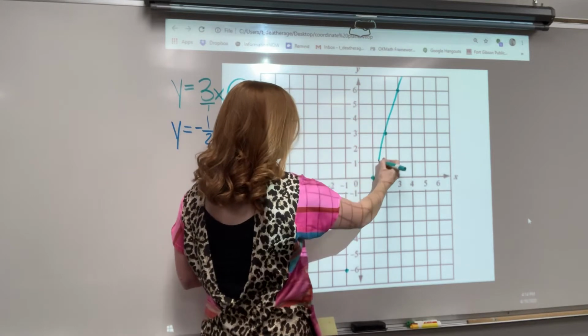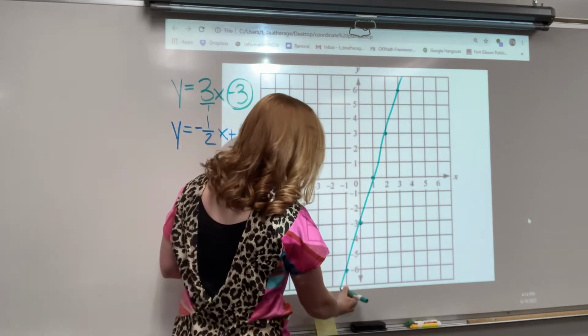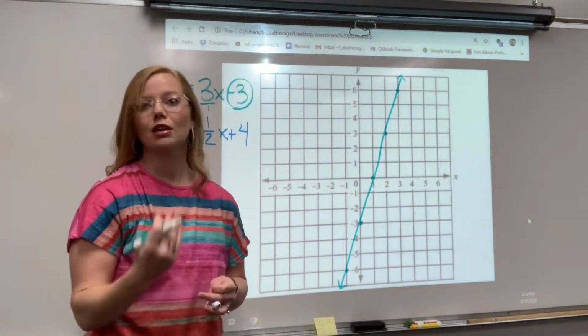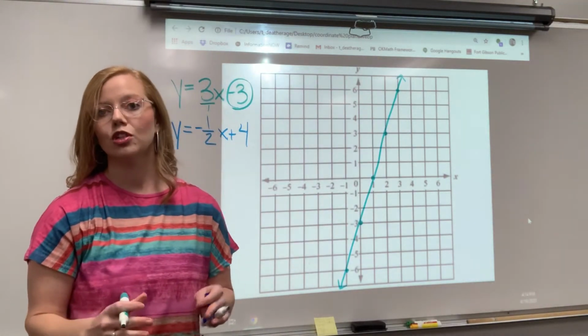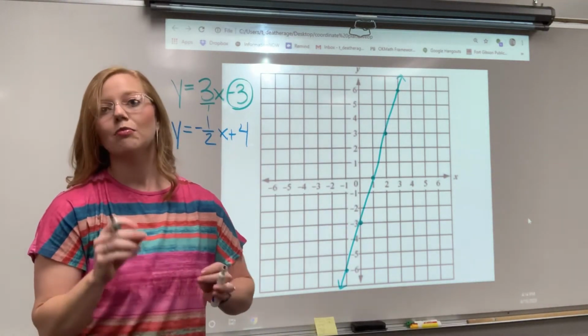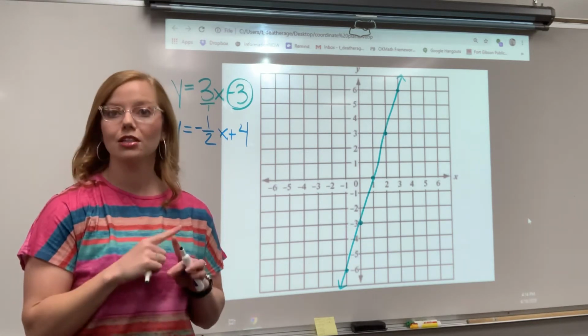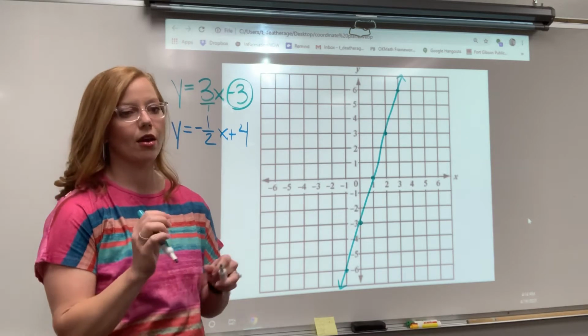Guys, it's important to be as accurate as possible. You can use your notebook as a straight edge, you can use a ruler, you can use anything that you've got around you to kind of help you make that straight line. Because the way that we're going to know a solution is the exact point that these two lines cross. So it's got to be at a coordinate, okay?